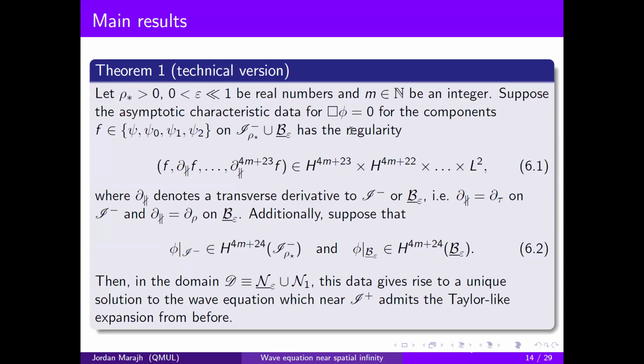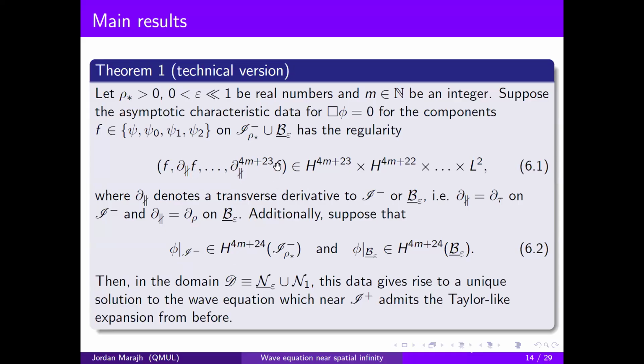So again, cast your mind back to the Minkowski diagram, so the Penrose diagram, where you're given data on these characteristic hypersurfaces. So if I give data for the wave equation, what that really means is, because I've written it as a symmetric hyperbolic system, I have to give data for all of the components. So what does that mean? It means that I need to specify how much regularity each of them needs to have, and it just says I need to have a fair amount, for m plus 23, if you want your expansion to be valid up to some order n. And these are just transverse derivatives on past null infinity or the short null hypersurface.